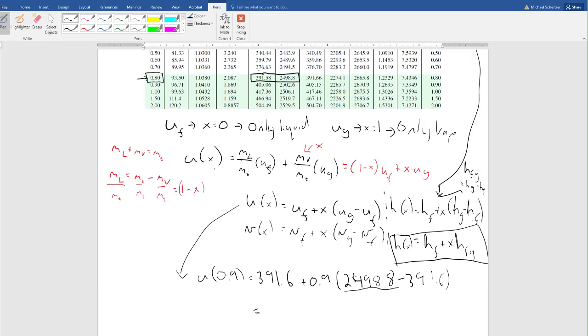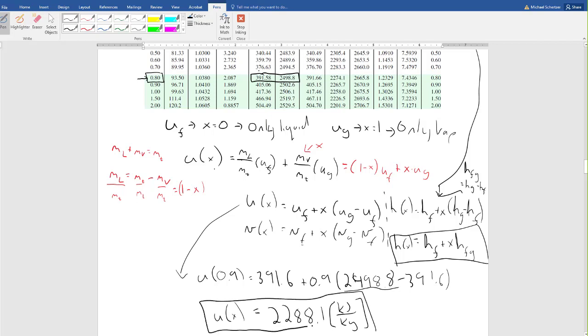So when I put this into my calculator, I get 2288.1 kilojoules per kilogram. That's going to be u of x, right? So this is our answer here. Again, we don't know if it's right, but we got the units right, and we can see it's closer to 2498 than it is to 391. So I feel reasonably good about this one.